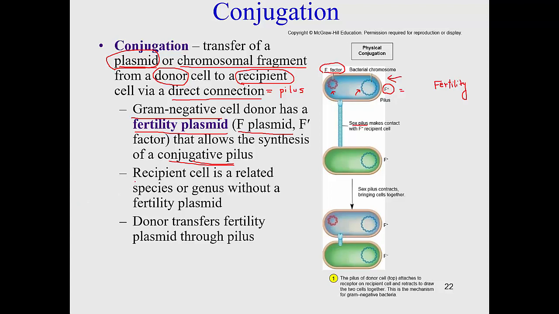Who can the recipient be? The recipient can be a related species. It can be, if one is E. coli, the other can be E. coli, but it doesn't have to. It can be another genus.